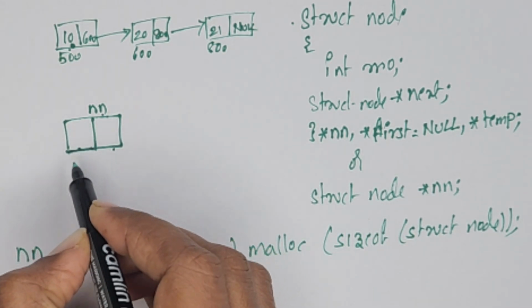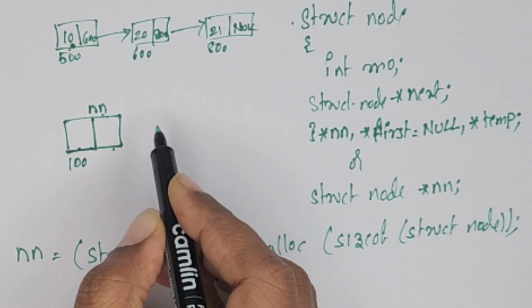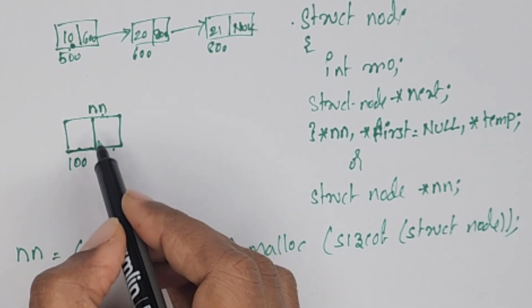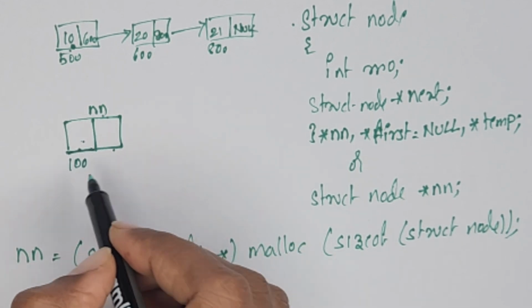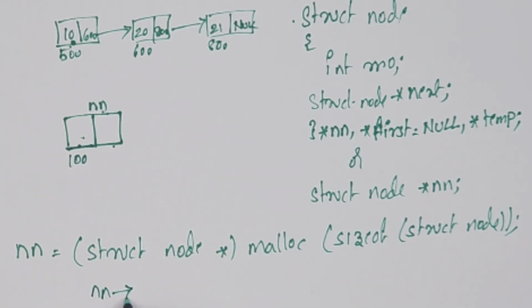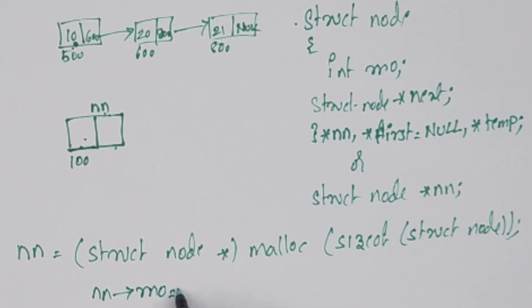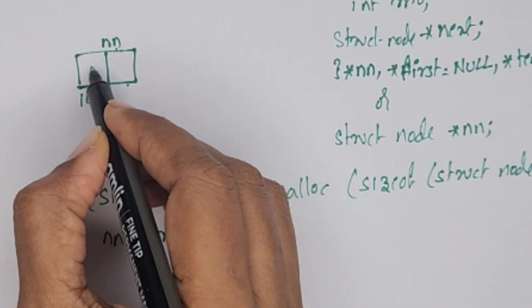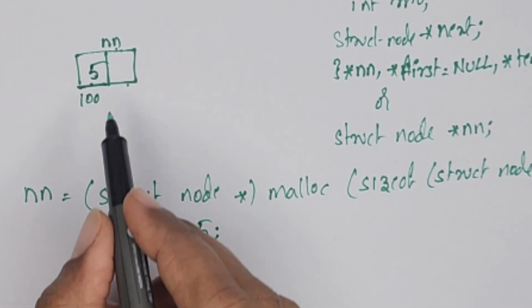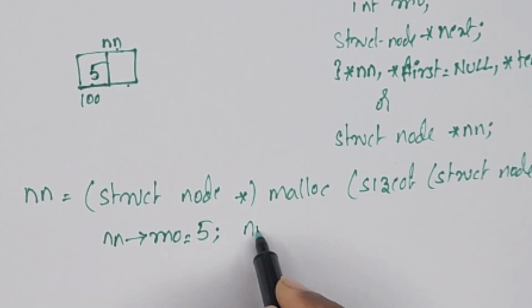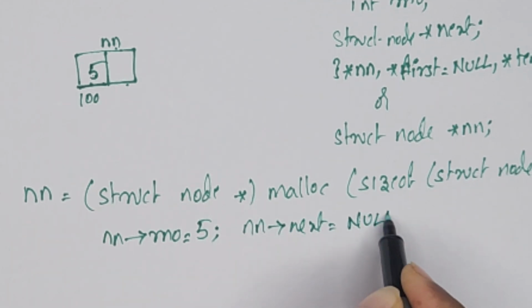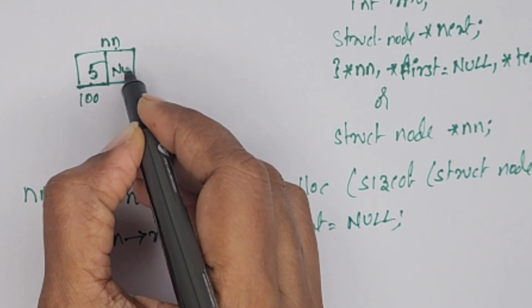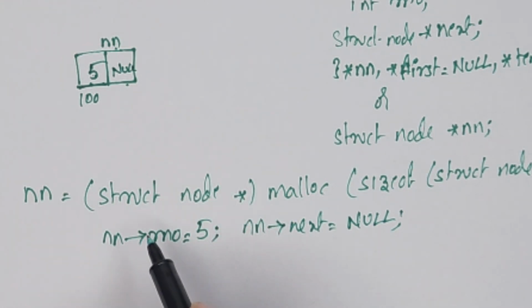Okay, first just assume the addresses. This is NN. NN is 100. How to access this memory, new node of roll number? See, new node of roll number. Okay, if new node of roll number is 5, then it will be assigned here. There is no next node, so new node of next equals null. So like this, we can create one node.